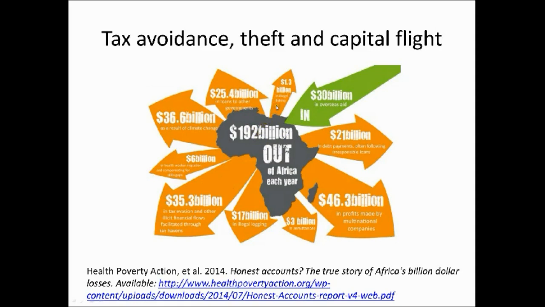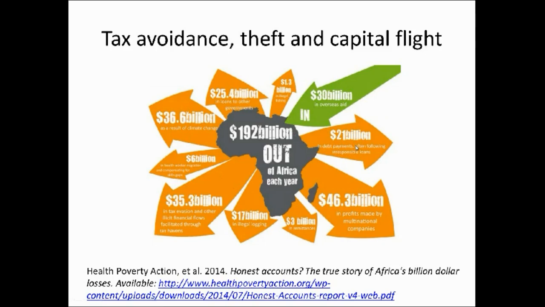And the calculations include $1.3 billion in illegal fishing, $6 billion in terms of health worker migration, $35 billion in terms of tax evasion, $17 billion in terms of illegal logging, $46 billion in expatriated profits, and $21 billion in debt payments, often following irresponsible loans.